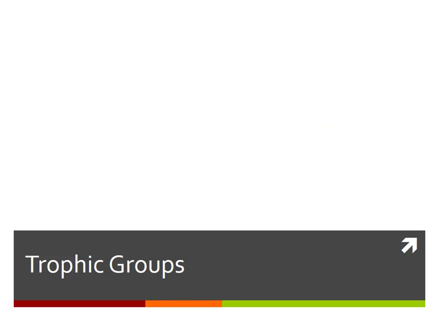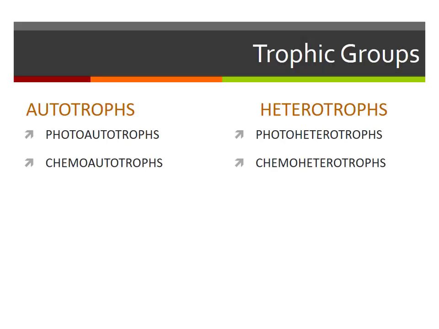Okay, when we're talking about energy and macromolecules, carbon in particular, we have to talk about our trophic groups. There are two major types of trophic groups and then two subtypes. There are organisms that can make their own organic carbon from carbon dioxide. Those that can make sugar, basically, from carbon dioxide are called autotrophs. And then there are heterotrophs. Those are ones that have to take in sugar from outside their body or outside their cell.